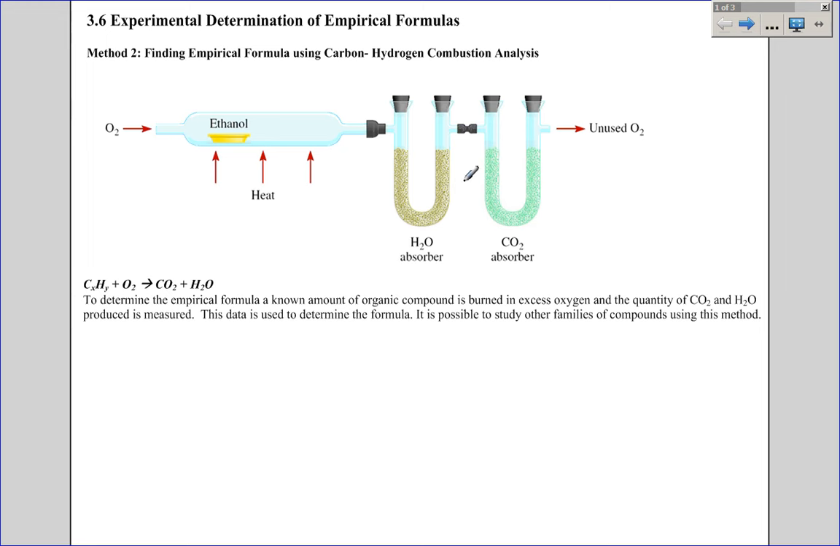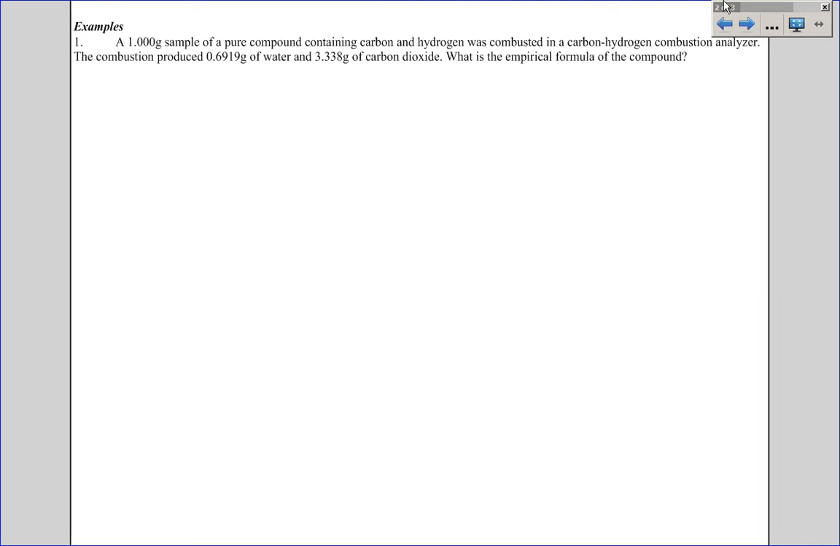By measuring the masses of these tubes before and after the experiment, we can determine the mass of water and the mass of carbon dioxide that's been produced through the combustion of our unknown sample. This data, the masses of the water and the carbon dioxide, can then be used to help us work towards finding the empirical formula. Let's look at an example to see how we solve this type of a problem.